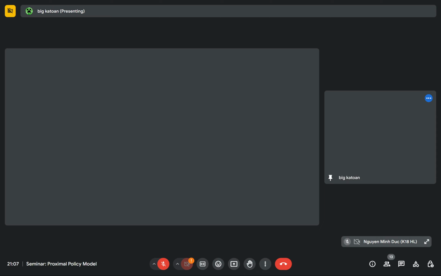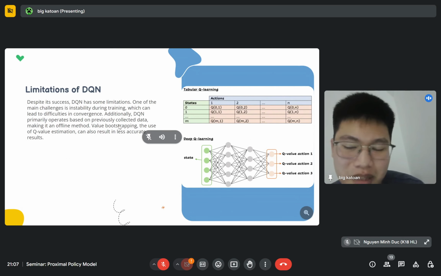As I said, DQN has some limitations. Not some, a lot of limitations. It's changing the tabular method into deep Q-learning. So actually DQN has very low stability in training.